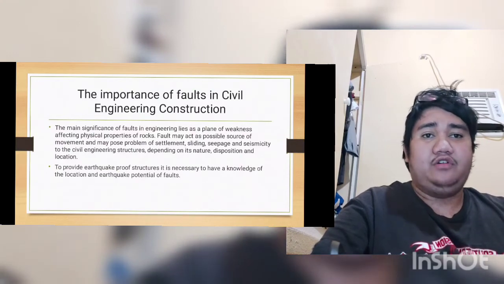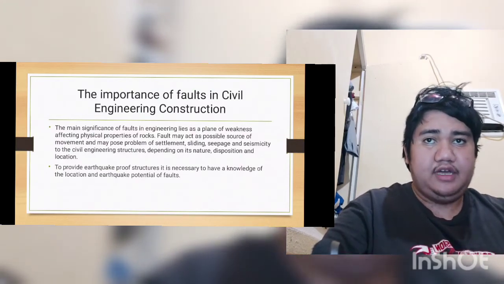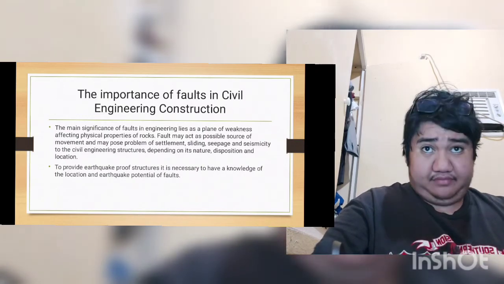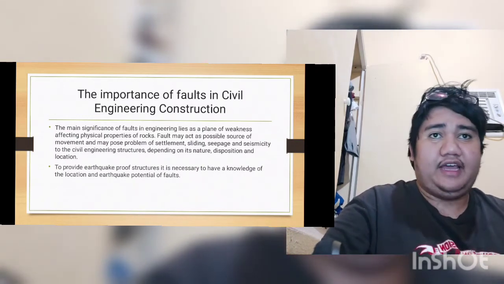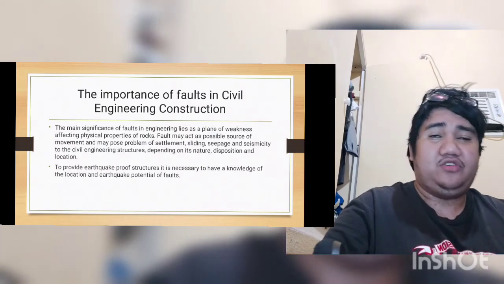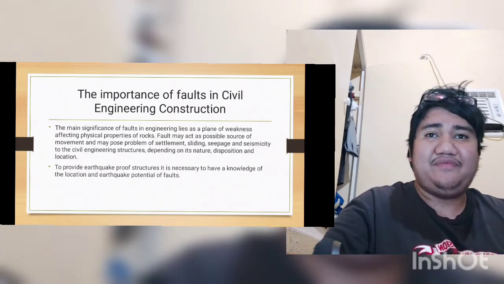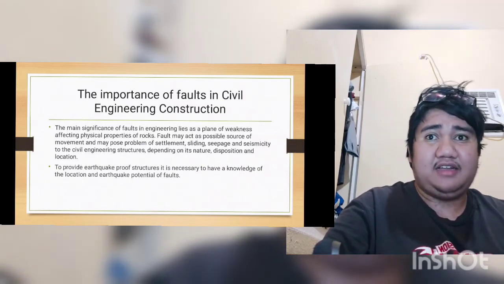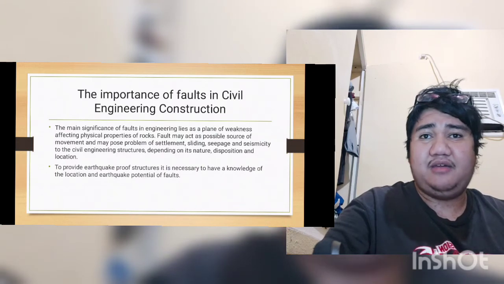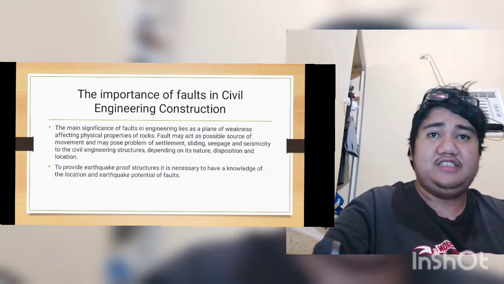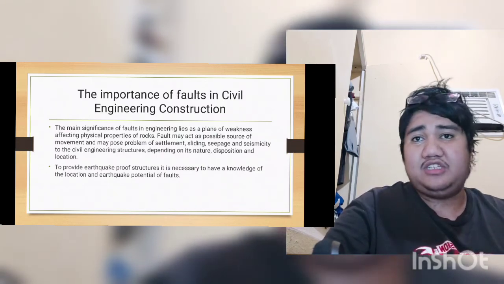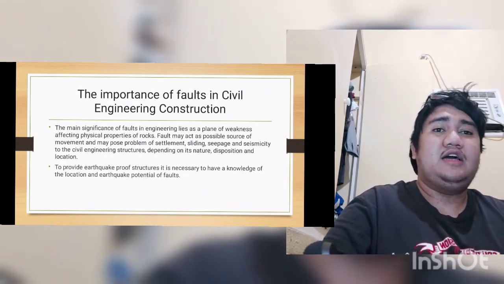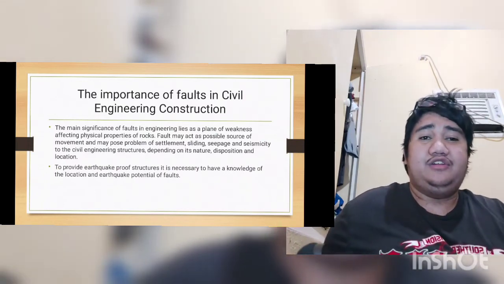The importance of faults in civil engineering construction. The main significance of a fault in engineering lies in it being a plane of weakness affecting the physical properties of rock. A fault may act as a possible source of movement and may pose problems of settlement, sliding, seepage or seismicity to civil engineering construction, depending on its nature, disposition and location.